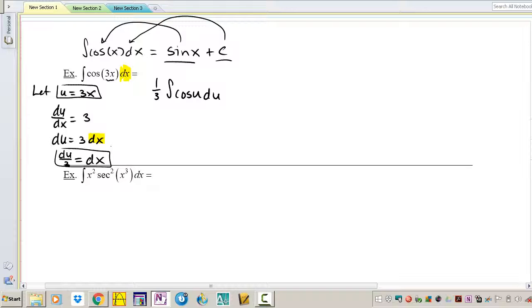Now notice I didn't replace this whole thing with a u. I only replaced the 3x with a u because that is the statement that I made here: let u equal 3x. So let's integrate cosine u. Cosine u is now sine u plus c, and then the 1/3. And then here's the easiest part: 1/3 sine 3x plus c. And this is your answer.